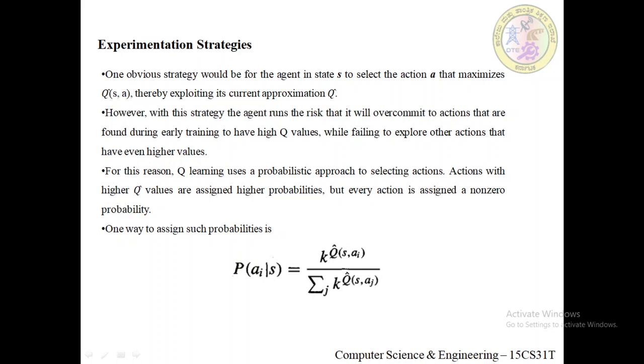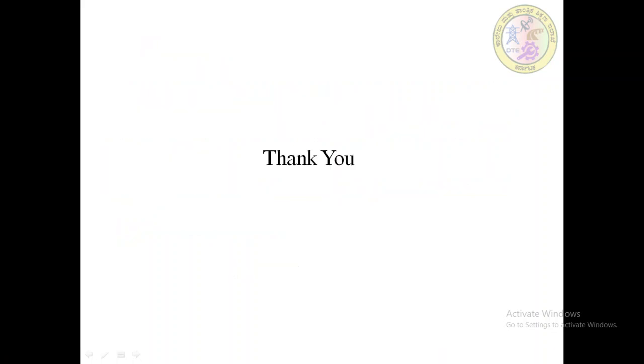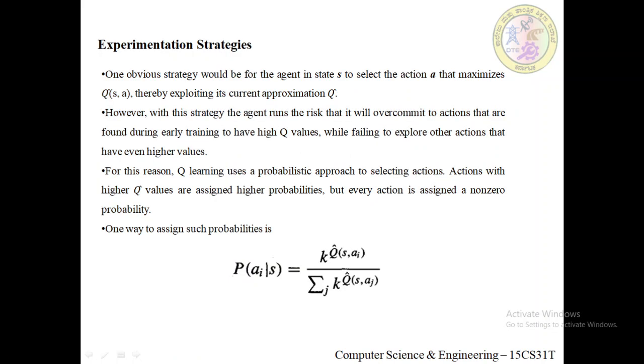One way in which we can assign probabilities is: probability of ai given s is the kernel function k of Q cap of s comma ai divided by the summation of k of Q cap of s comma aj, where the summation is over all j. So this is on Q learning. It is very important with respect to the examination. You might get a question on the Q learning algorithm or an example.